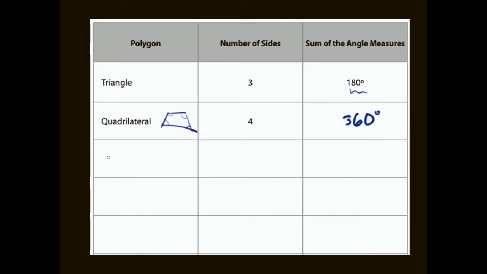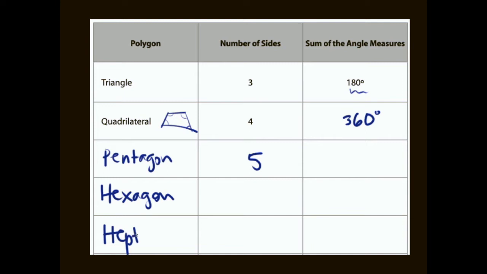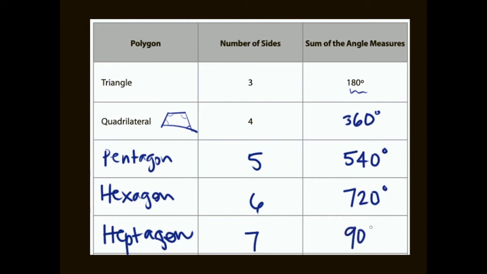Let's add a few more polygons to this. So we know we can add a pentagon that has 5 sides. We can add a hexagon, and maybe we will also add a heptagon, and heptagons have 7 sides. So we have 5, 6, 7, and I'm just going to tell you that the sum of the angle measures in a pentagon is 540 degrees. In a hexagon, the sum is 720 degrees, and a heptagon's sum of the angle measures is 900 degrees.